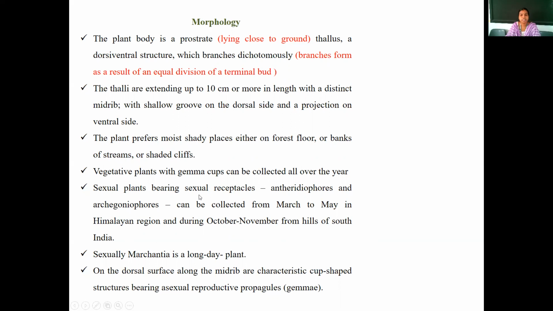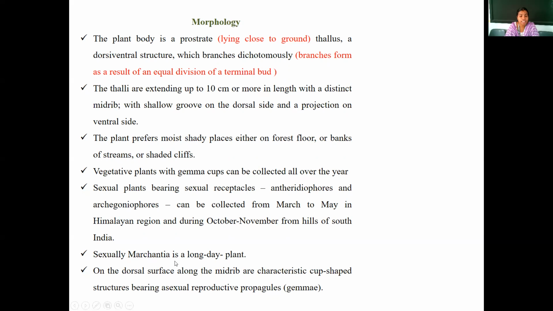Sexual plants are seen when the plant is in the season of sexual reproduction. At that time you can see the sexual receptacles: the antheridiophore in the male gametophyte and the archegoniophore in the female gametophyte. Based on the climatic factors, it can be collected during any month of the 12-month period. Sexually, Marchantia is a long day plant.